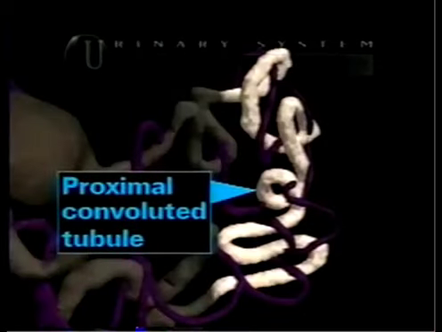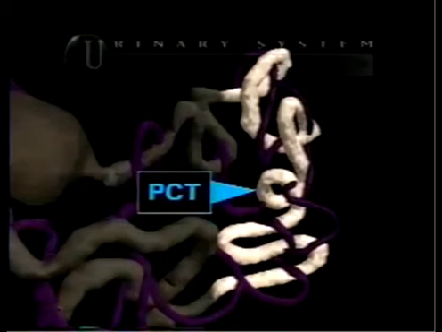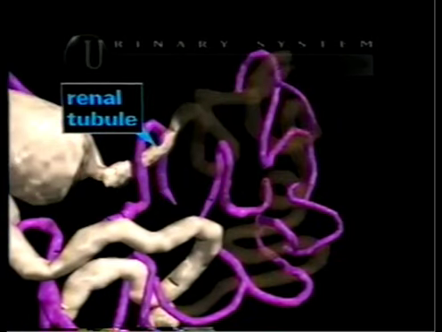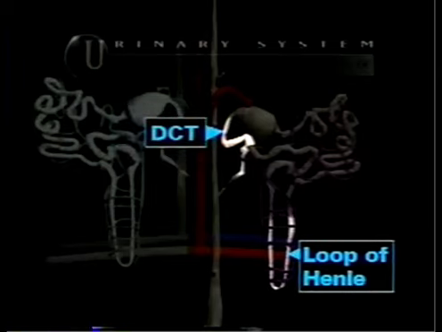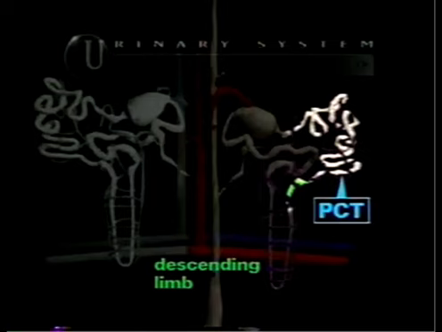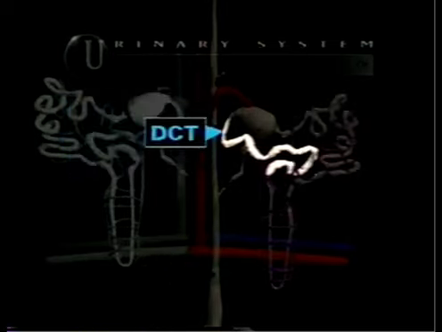The proximal convoluted tubule, or PCT, is the highly coiled region of the renal tubule that is continuous with the glomerular capsule. Connected to the PCT is the loop of Henle. The loop of Henle is a hairpin loop that links both convoluted tubules, the PCT and the distal convoluted tubule, or DCT for short. The portion extending from the PCT is called the descending limb of the loop of Henle.